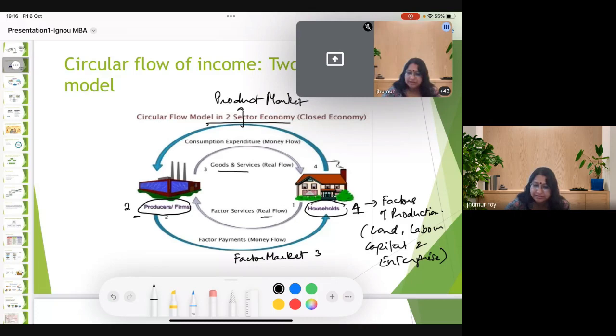So that's why this internal area that we see, going from here to here and from here to here, is called the real flow. That means resources are actually flowing from the household to the firms. What are the firms doing? Firms are using these resources to make different products. They are producing goods and services.